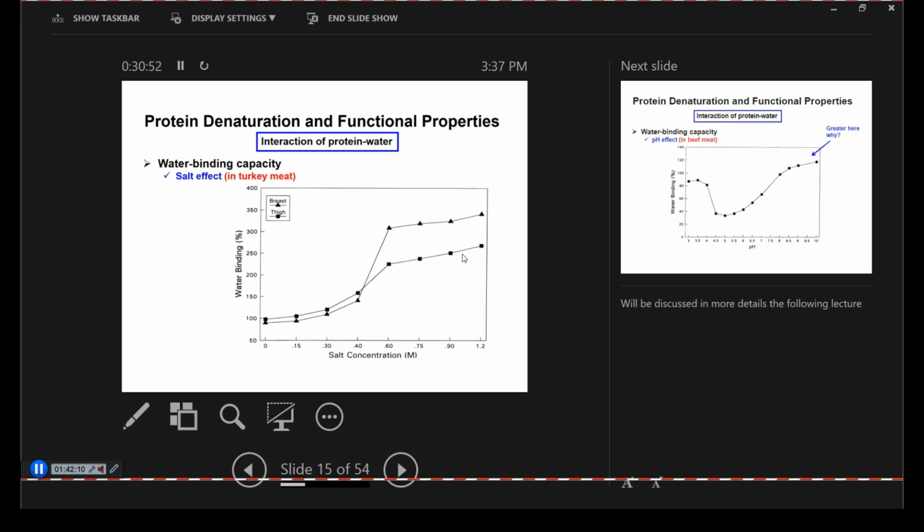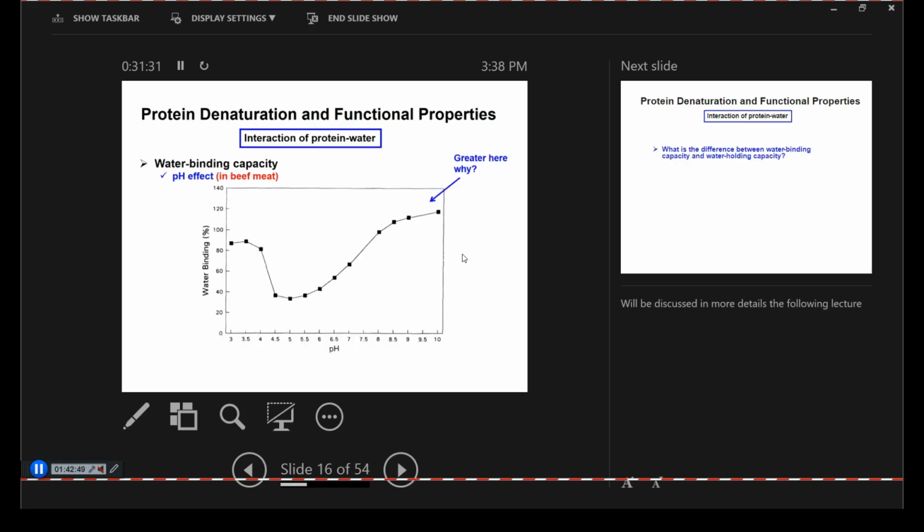Impact of salt. Again, we see with a little bit of salt, we start seeing enhancement in water binding, and then we reach a plateau where we don't see any more enhancement of water binding. But if we extended this, we might have seen also reduction in water binding. But this is just an example, and it's just for breast and thigh. I didn't find a figure that will show other types of proteins as impacted by salt.